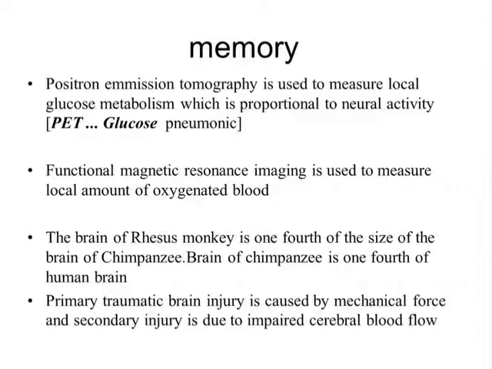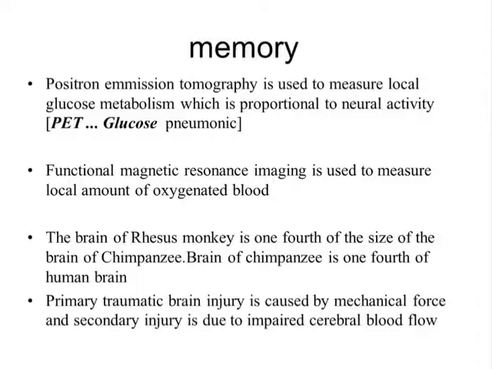Primary traumatic brain injury is caused by mechanical force, and secondary injury is due to impaired cellular blood flow, which damages memory. Up to this, is it clear? Yes, sir. Is it clear to all of you? Yes, sir. How many students are there? 99. Okay.